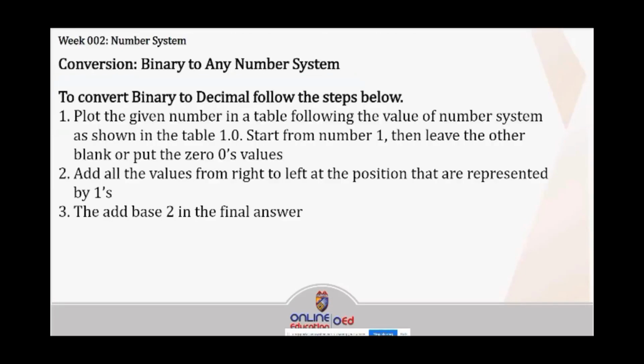Moving forward, now we're going to start our conversion for binary to decimal. We have the steps. First, plot the given number in a table following the value of the number system as shown in table 1.0. Start from number 1, then leave the others blank or put the 0 value. Add all the values from right to left at the positions that are represented by 1. Then add base 2 in the final answer.